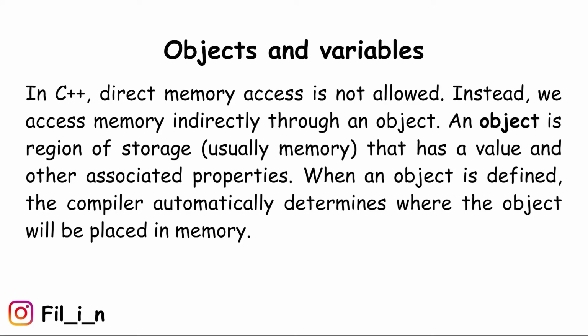In C++, direct memory access is not allowed. Instead, we access memory indirectly through an object. An object is a region of storage, usually memory, that has a value and other associated properties. When an object is defined, the compiler automatically determines where the object will be placed in memory.